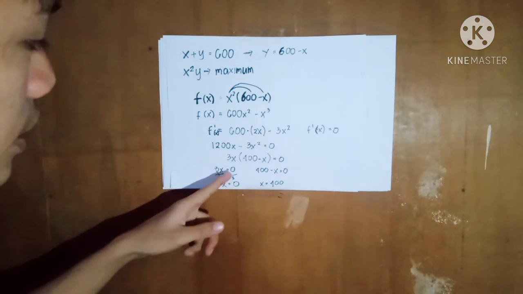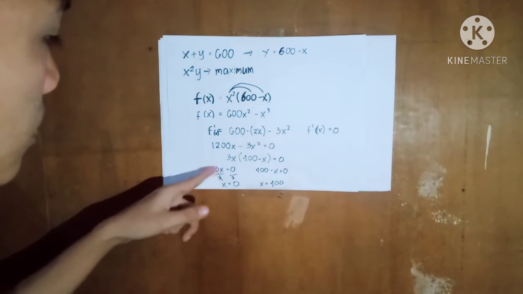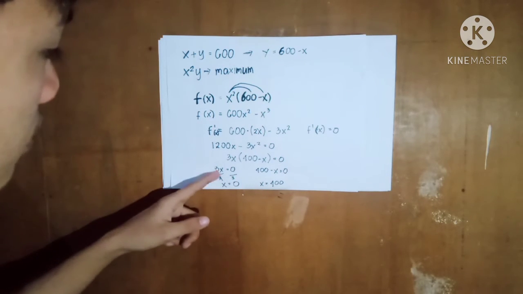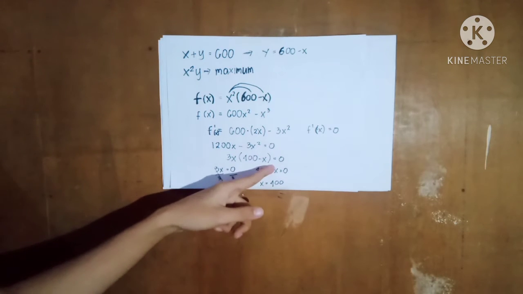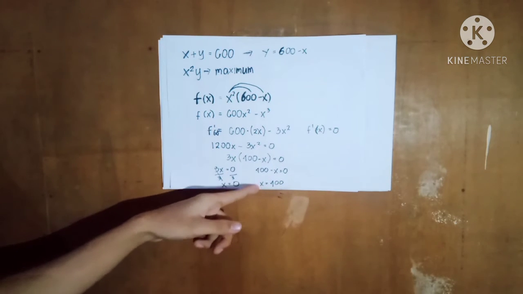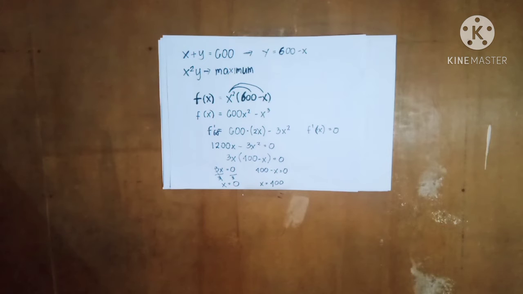3x is equal to 0. Then, divide both sides by 3. X is equal to 0. 400 minus x is equal to 0. X is equal to 400. Yan ang sagot.